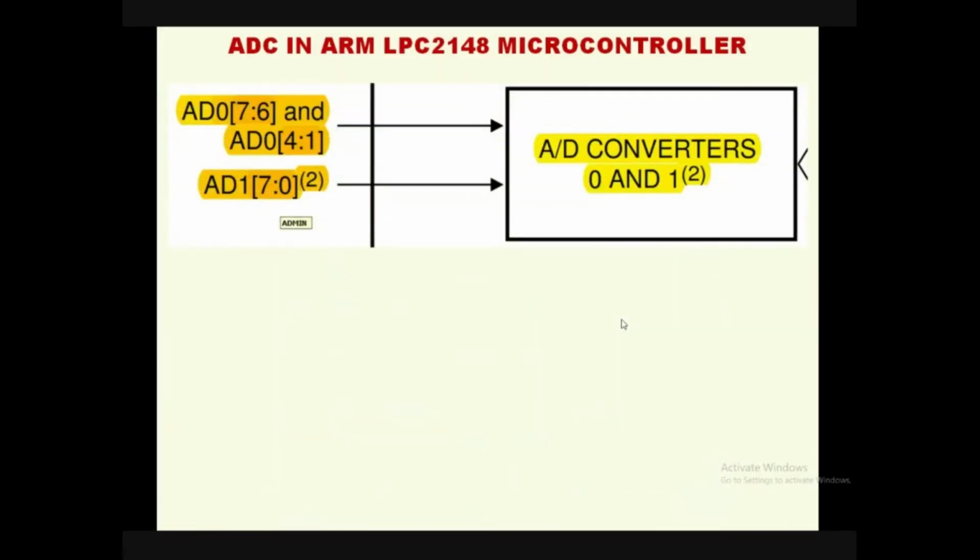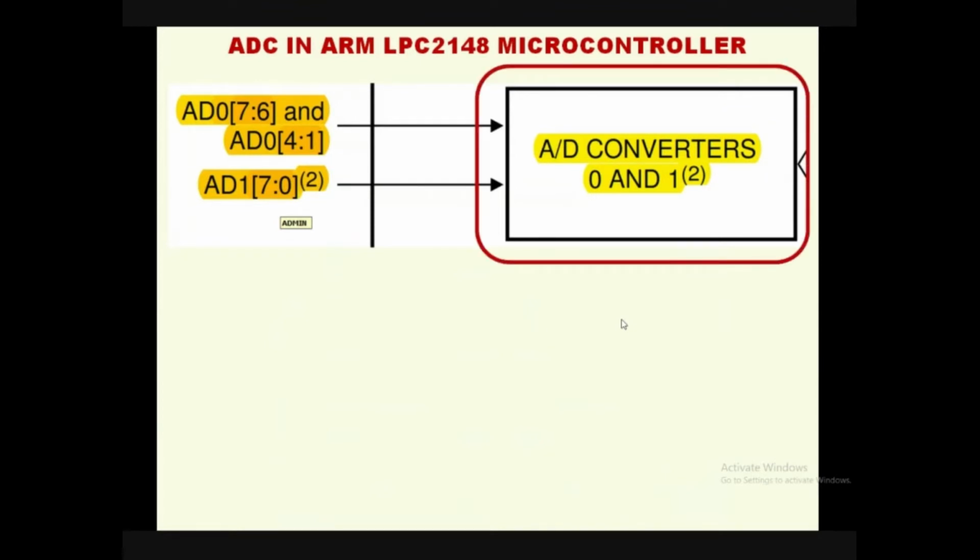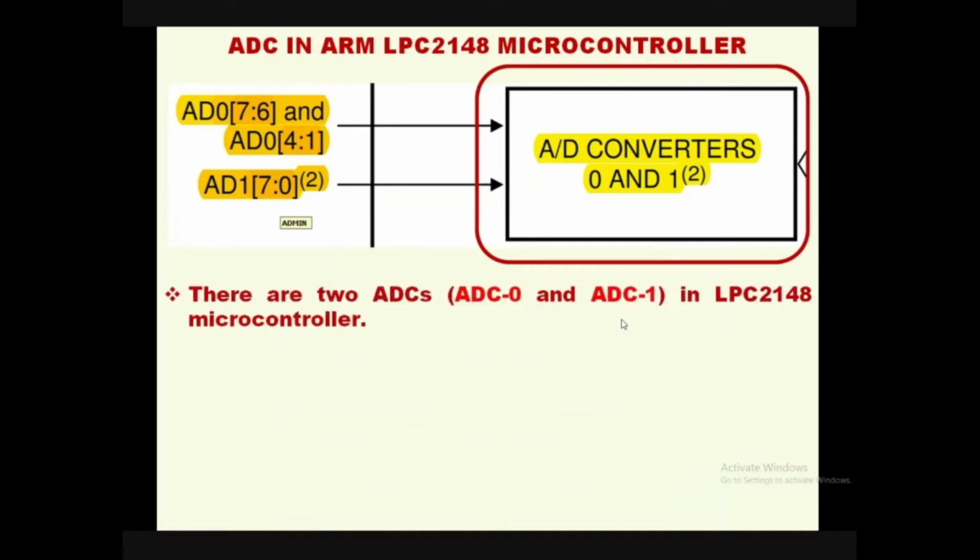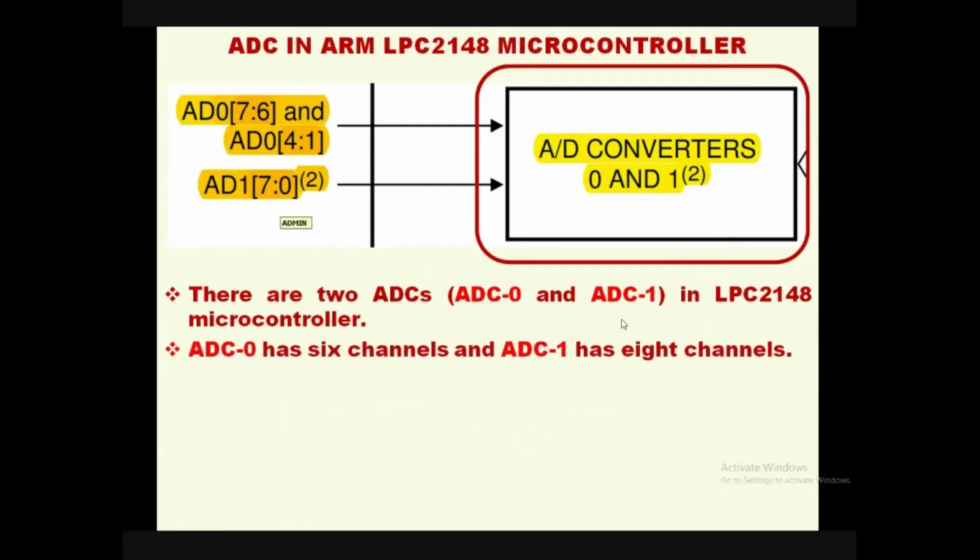So there are two analog to digital converters, analog to digital converter 0 and analog to digital converter 1, in the LPC2148 microcontroller. And analog to digital converter 0 has 6 channels and analog to digital converter 1 has 8 channels, right?